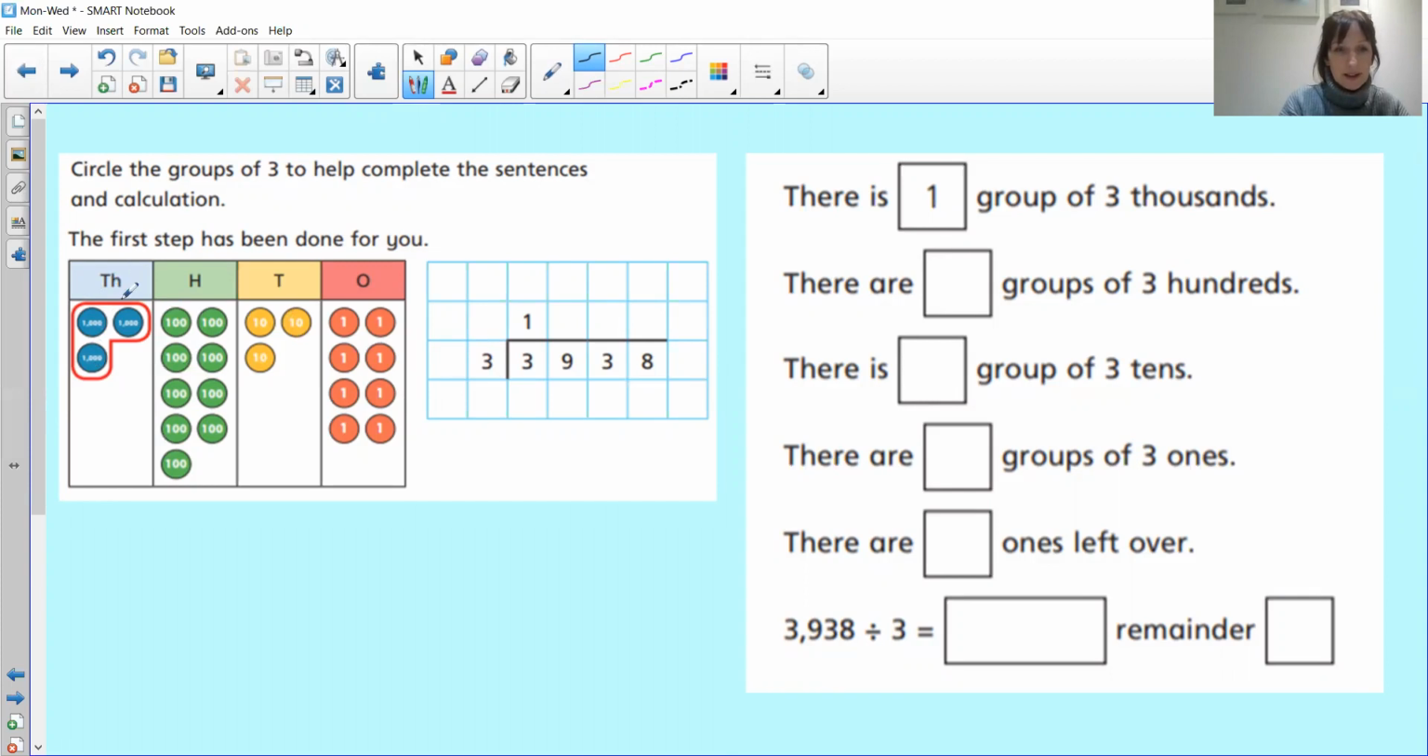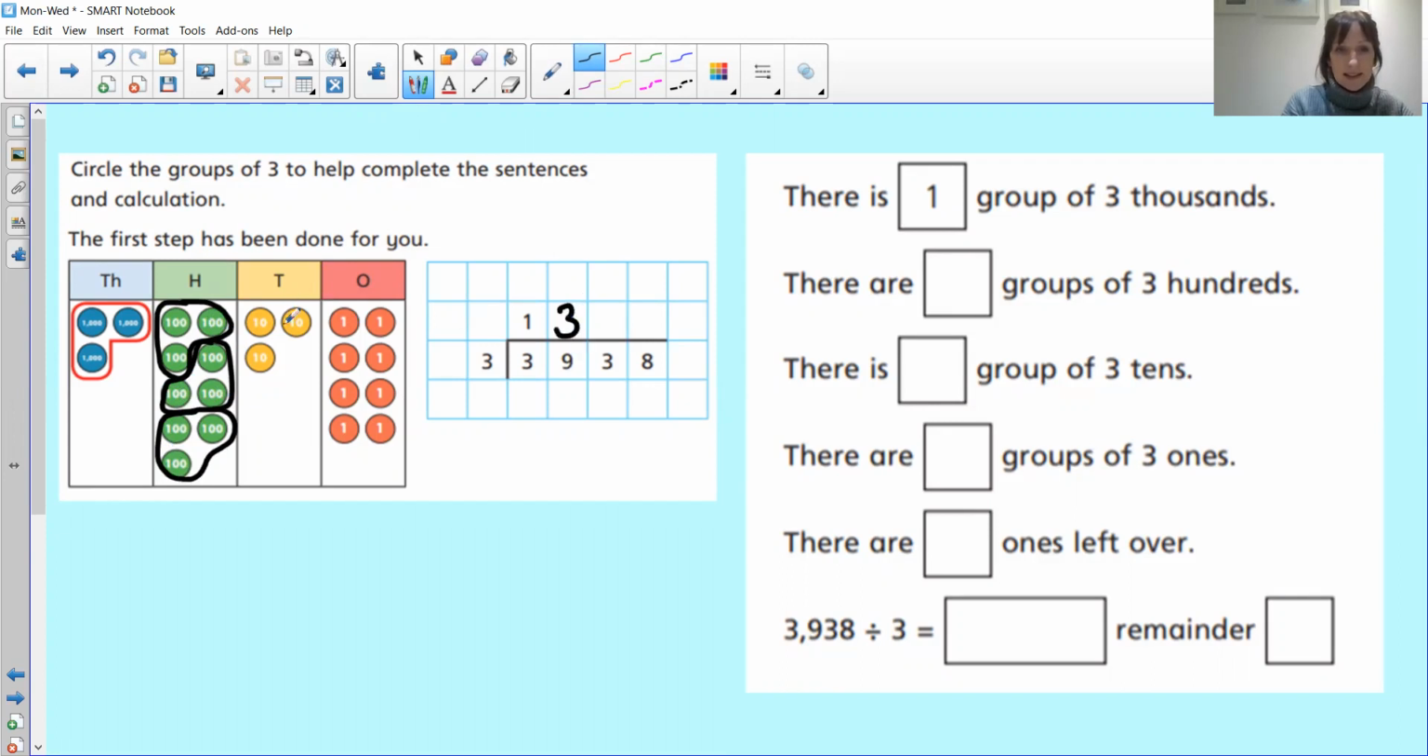Okay, so for our thousands, we've got 3 thousands and we can make one group of 3. So let's look at our hundreds. Now, there's 900, and if you're secure with your 3 times table, you probably know how many 3s make 9. So let's see if you are right. So I've got one group of 3, another group of 3, and another group of 3. So altogether, I have 3 groups of 3 for my hundreds.